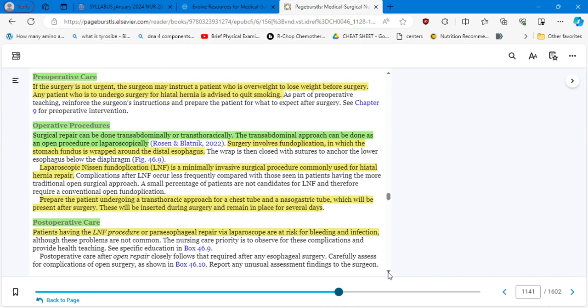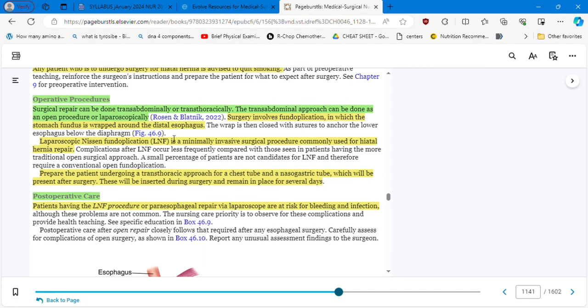Preoperative care: if the surgery is not urgent, the surgeon may instruct a patient who is overweight to lose weight before surgery. Any patient who is to undergo surgery for hiatal hernia is advised to quit smoking. Of course, we need to eliminate the causing agents, right? The stressors. Operative procedures: surgical repair can be done transabdominally or transthoracically. The transabdominal approach can be done as an open procedure or laparoscopically.